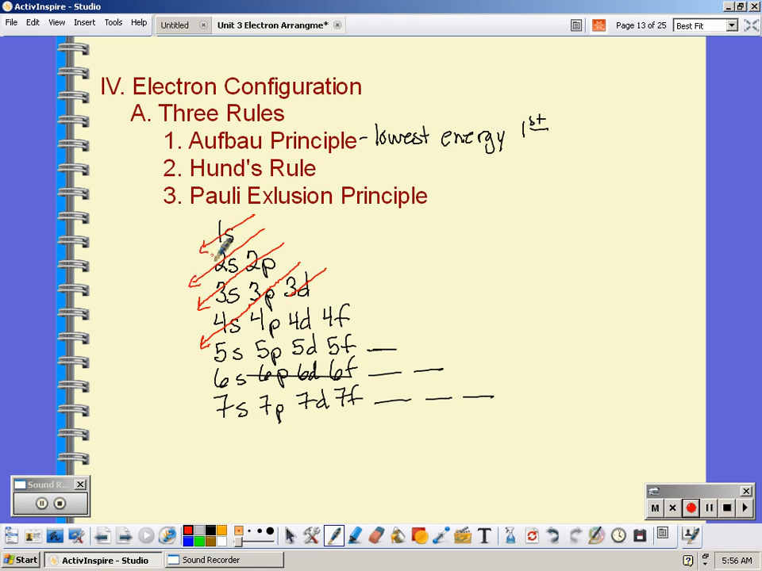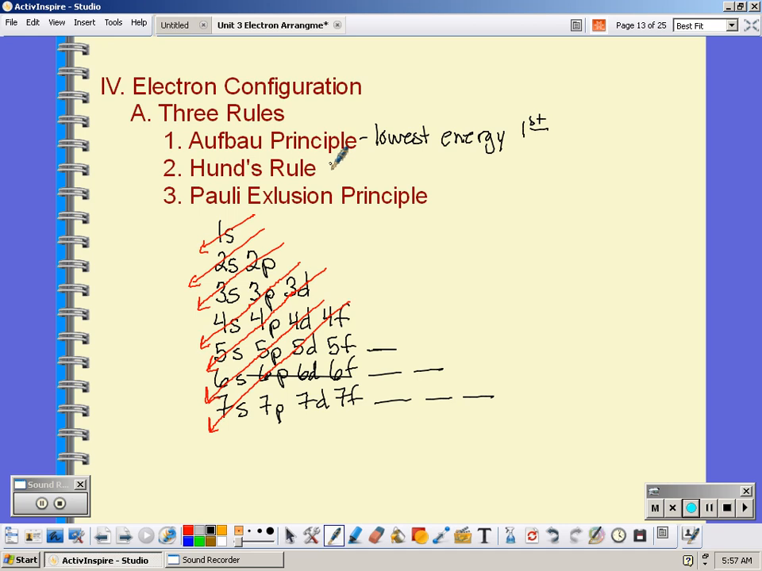After 3p is 4s, then 3d, then 4p, then 5s, 4d, 5p, 6s, 4f, 5d, 6p, 7s, and so on and so forth. So you have to read this on the diagonal. Now this diagram is not given to you on the test, so you'll have to remember it, and I'll give you another option of remembering the order in our next lesson.